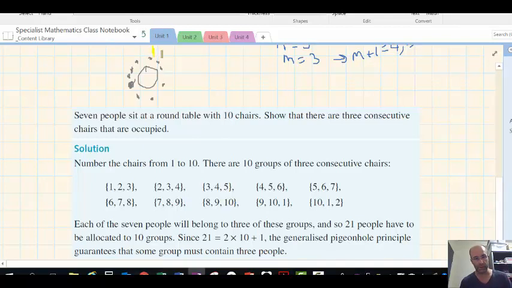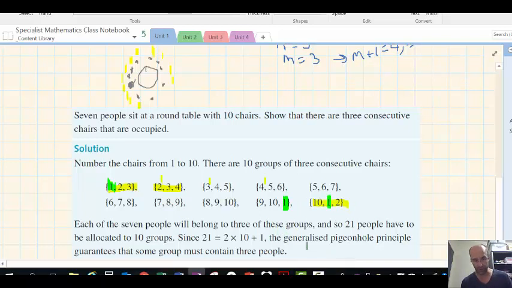One way of doing it is to number all the seats around there from 1 to 10, and then all of the groups of consecutive chairs would be listed like such. You'll find there are 10 of them, and you can see why that is, because all you do is change the starting one, and we reconfigure the problem. Each of the 7 people will actually belong to these groups on 3 occasions. So if we look at 1, for example, it'll belong there, there, and there.